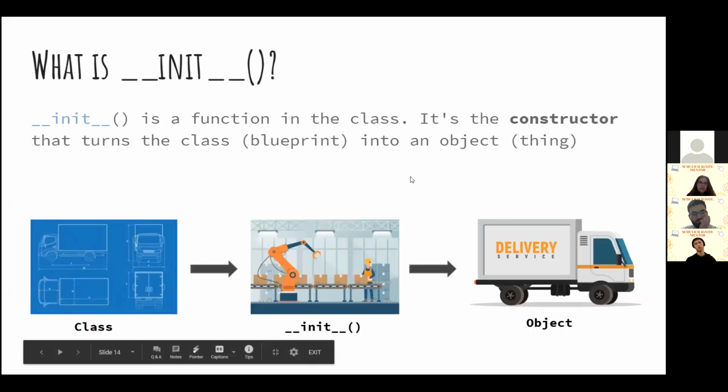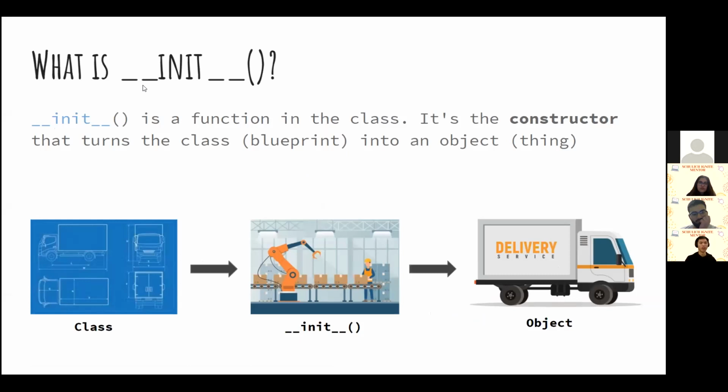That being said, you guys might be a bit confused. What is this double underscore init double underscore function thing? Well, this is what we call a constructor. Init is short for initialize, or to go and create, basically. It's a constructor that takes this blueprint and transforms it into a thing. So my thing, or my object in this case, is a truck.